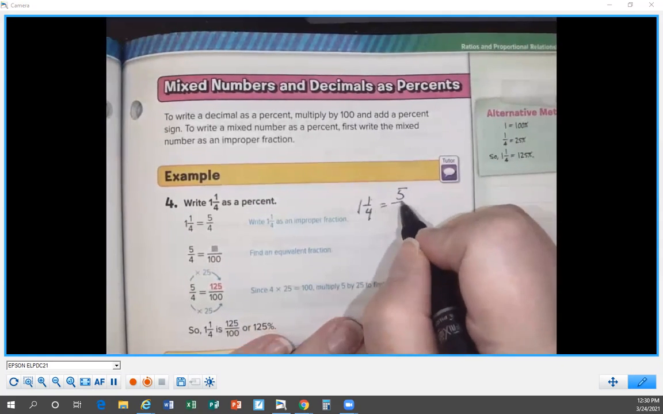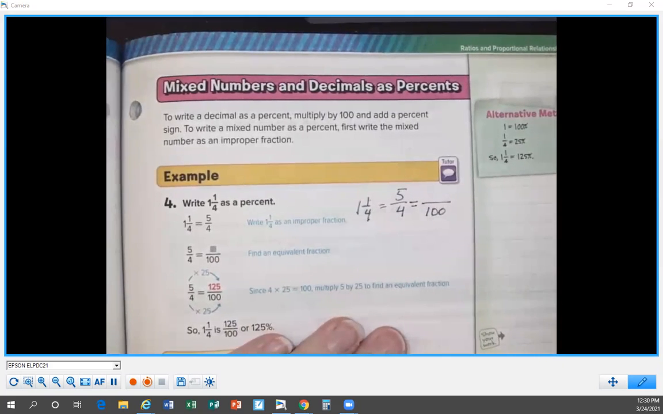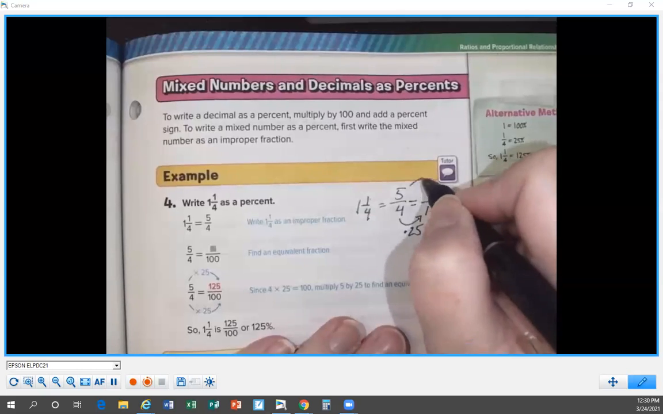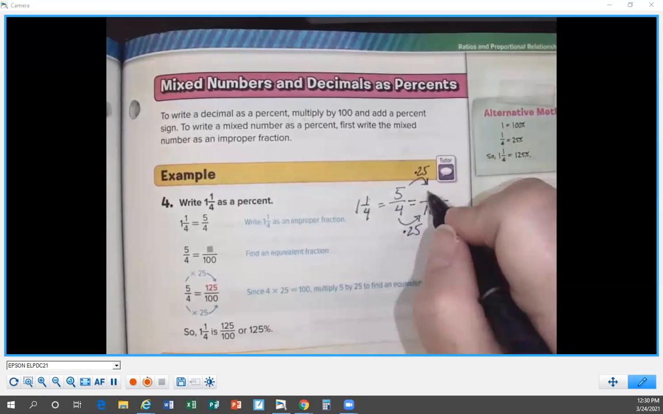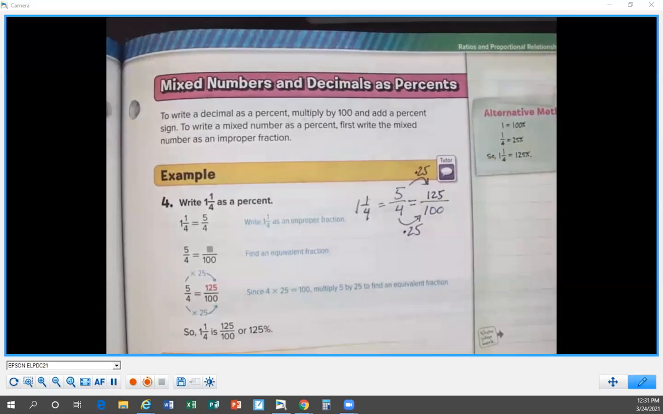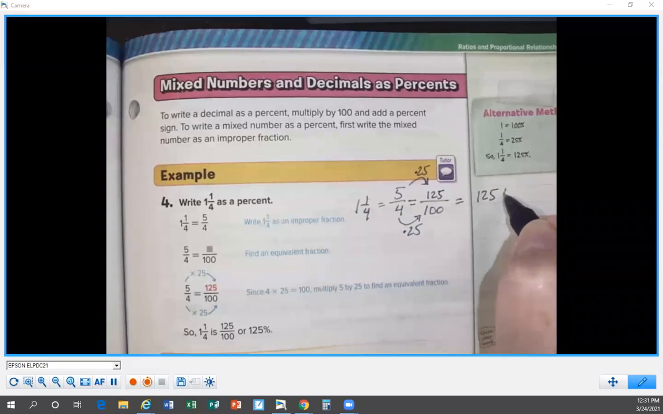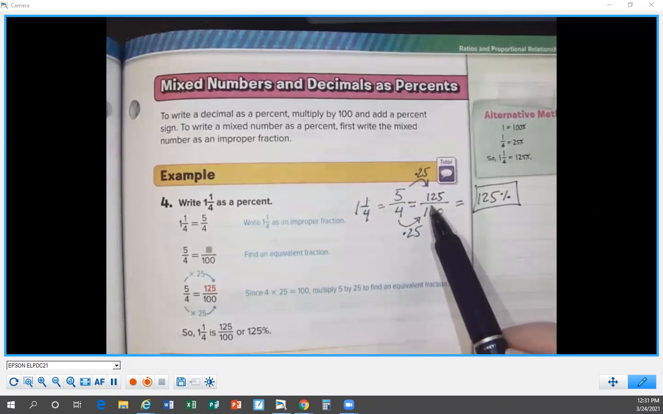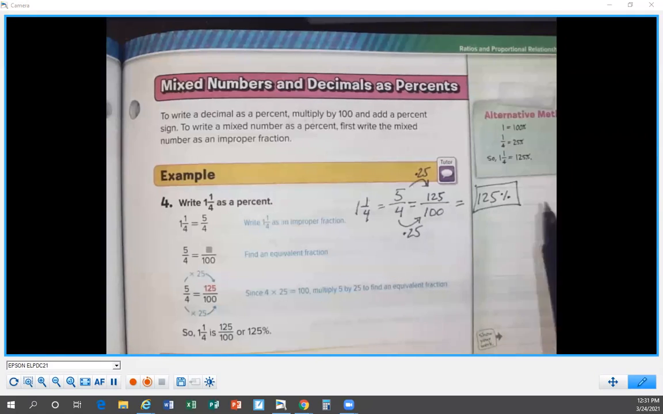So this is 5/4. And then we'll set up a proportion to scale that to hundredths because percents are always per 100. So 4 times 25 gets us to 100. 5 times 25 will take us to 125. Okay, so we have 125 per 100, which is the same thing as 125 per cent. Okay, so when we have the denominator of 100, that's a percent. That's per 100. So 125 per 100 is 125%.